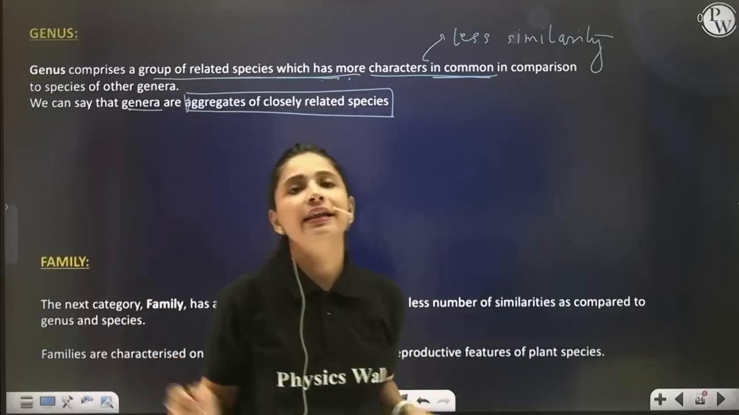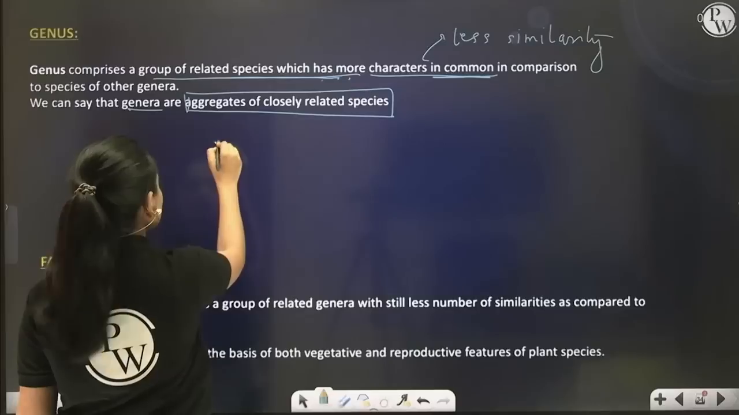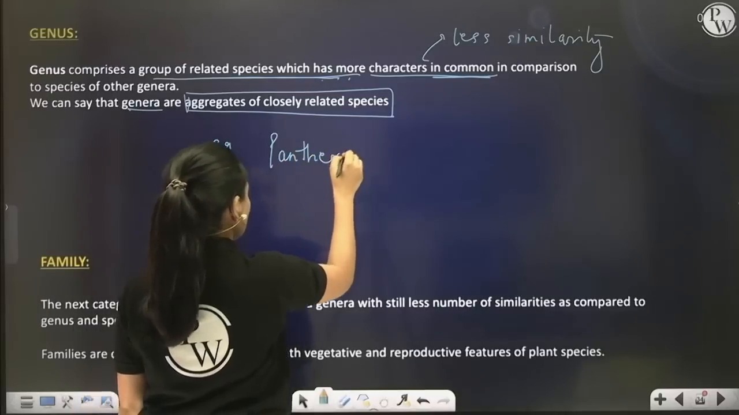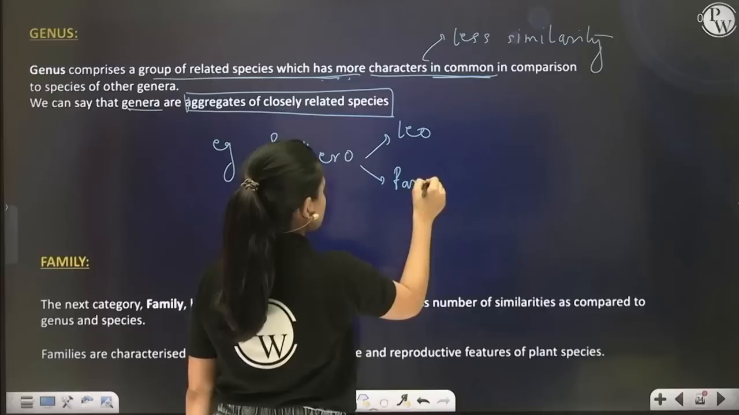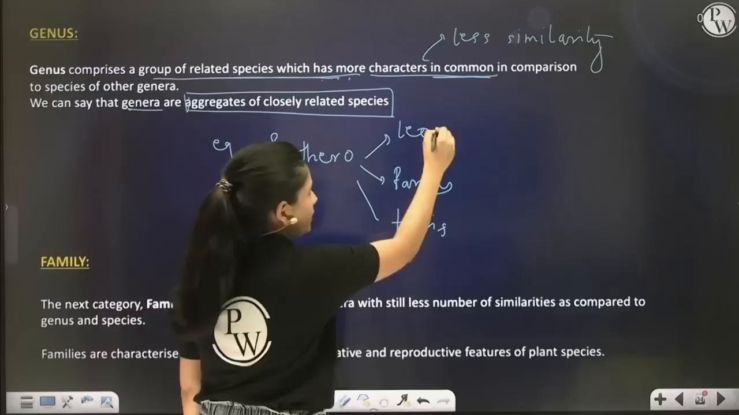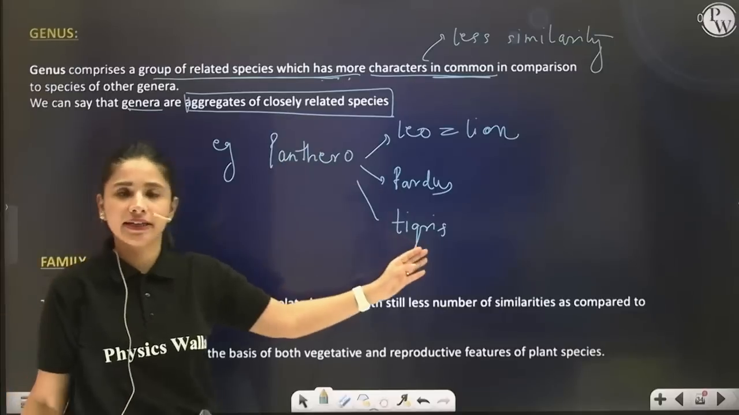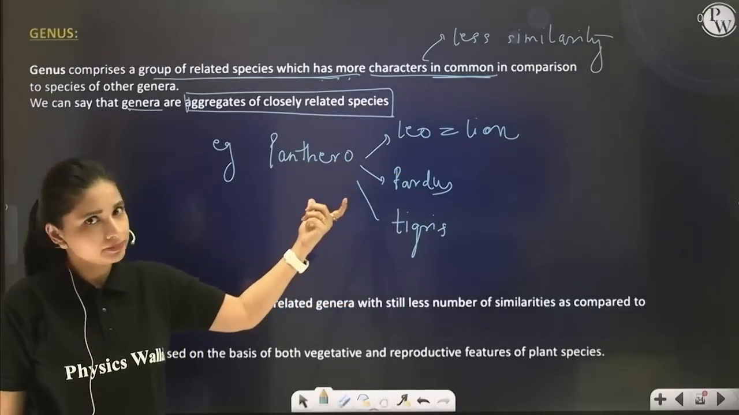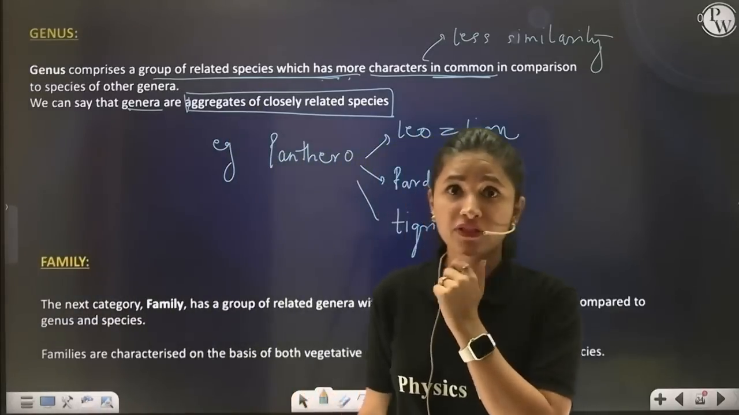For example, see, Panthera is the genus for species like leo, pardus, tigris. So one species is Panthera leo, which is lion, Panthera pardus, Panthera tigris. So there are three different species with the common genus Panthera. Clear?